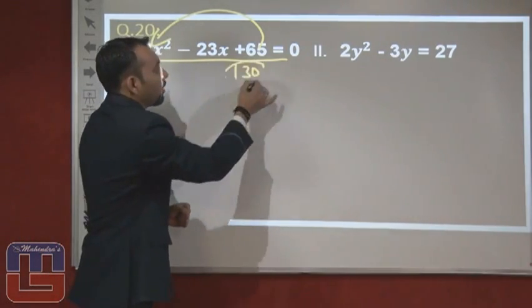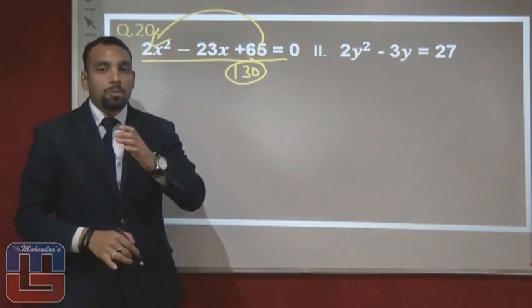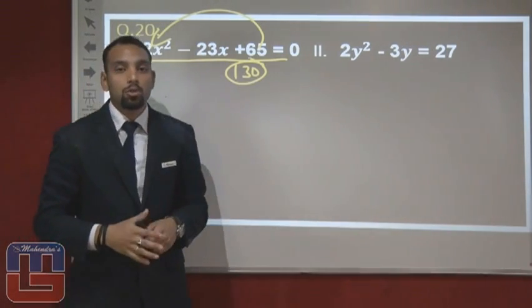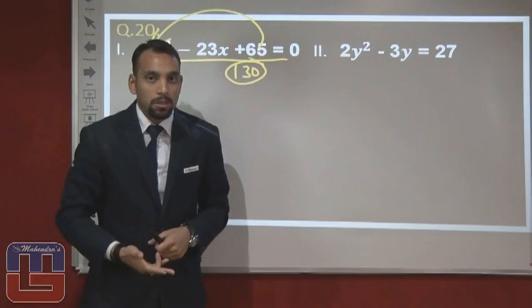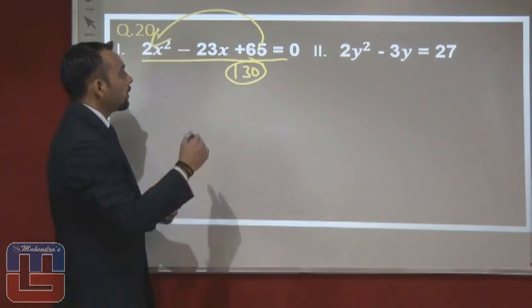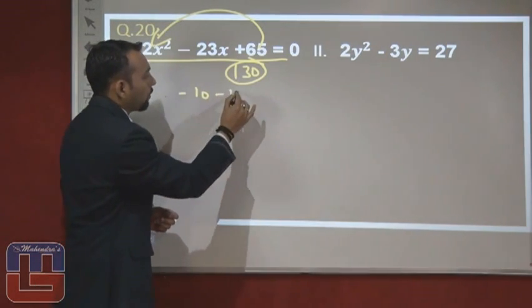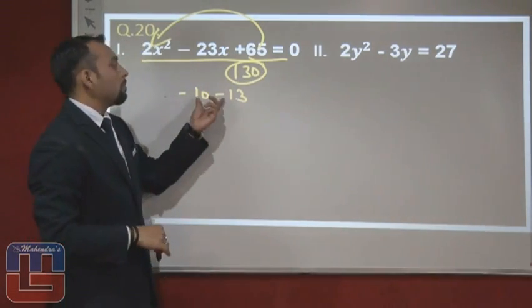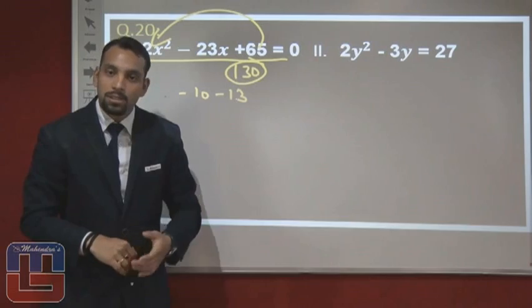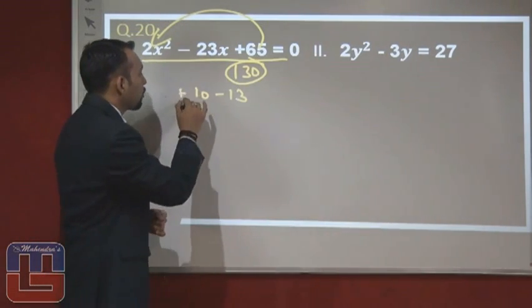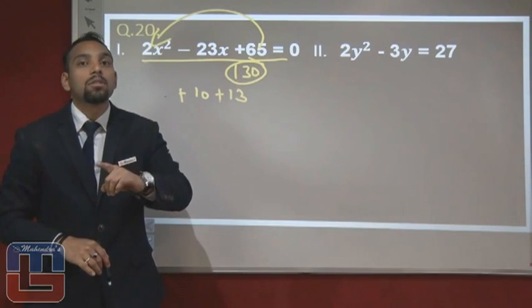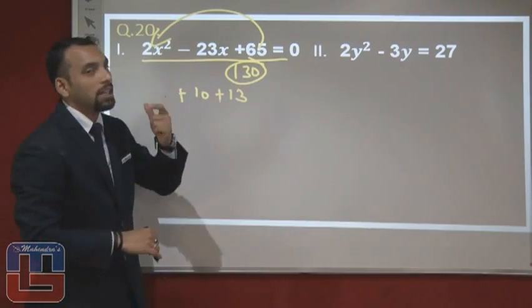Alright, now multiplication should be 130 and addition subtraction should be minus 23. So tell me two numbers. The two numbers will be minus 10 and minus 13. Both numbers have negative sign. Sign will be changed, so both will become positive, and we have to divide what? By the coefficient as well.